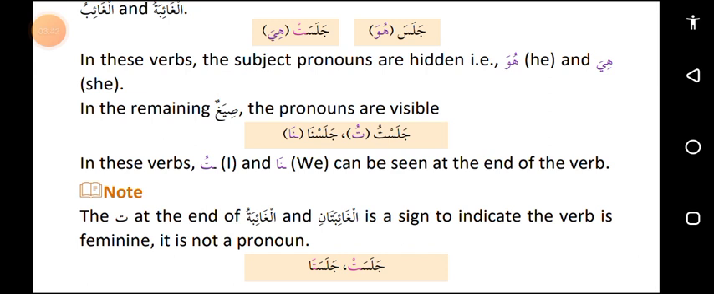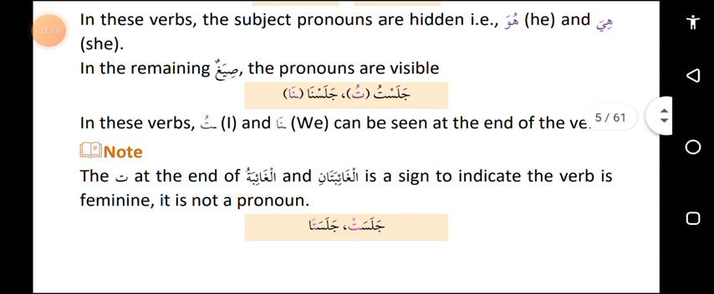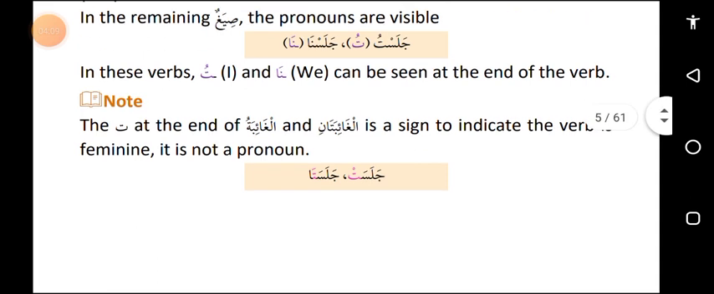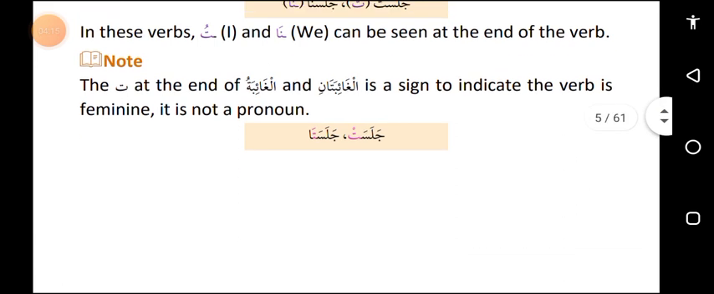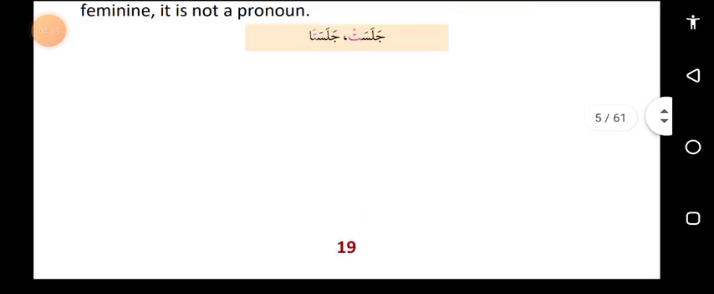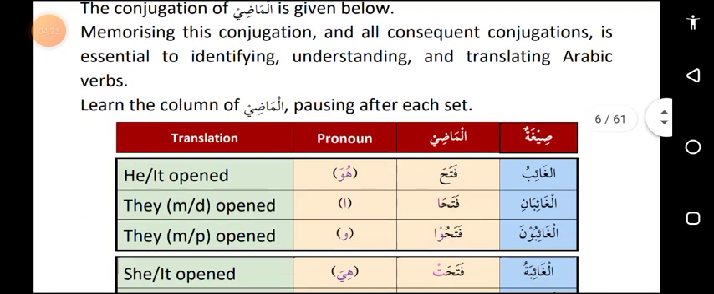So we have jalasa huwa and jalasat hiya, and in all the other sighas the fa'ils are evident. The fa'ils can be seen there, like jalastu, the ta with the dhamma is the fa'il for jalasa. Jalastu means I sat. So when we say jalastu, the tu represents I, or ana, and jalasa is the verb. In the word jalasna, we sat, the fa'il is na, noon alif fatha, na. So I am sure it's clear.